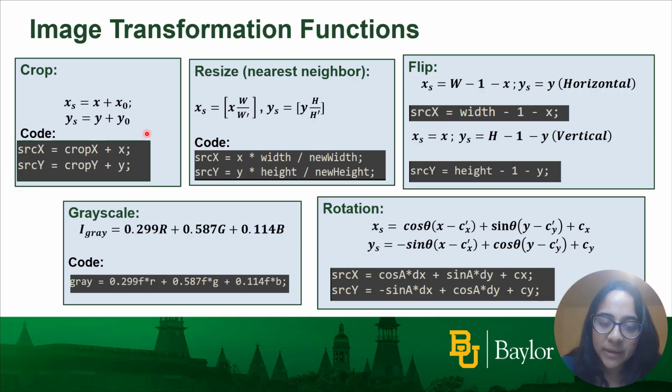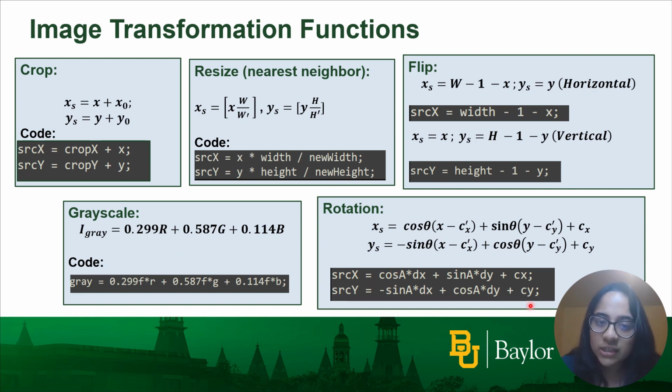Here we see the basic mathematical operations used for each transformation. For cropping, I simply shift the source coordinate by the selected crop location. For resizing, I used nearest neighbor interpolation. The source coordinate is calculated by scaling the output coordinate according to the ratio between the original and new image dimensions. For horizontal flipping, the x coordinate is reversed while the y coordinate remains the same. And for vertical flipping, the y coordinate is reversed. For grayscale conversion, I calculated the weighted combination of red, green, and blue channels.